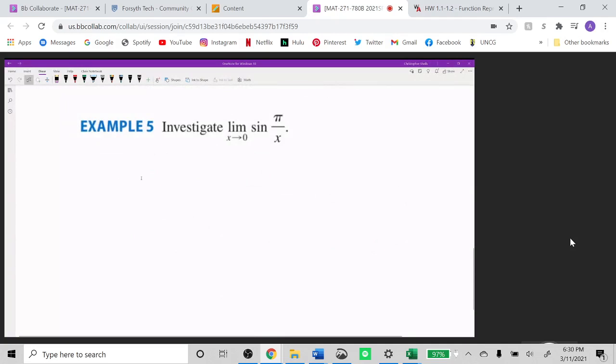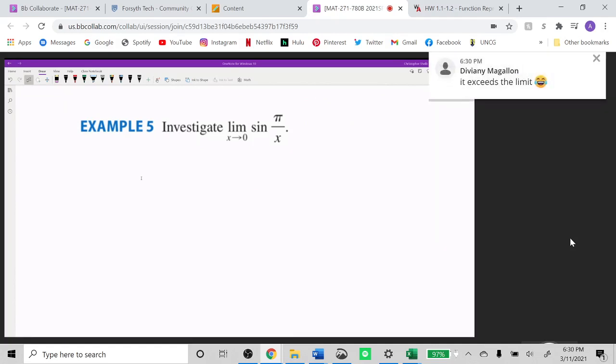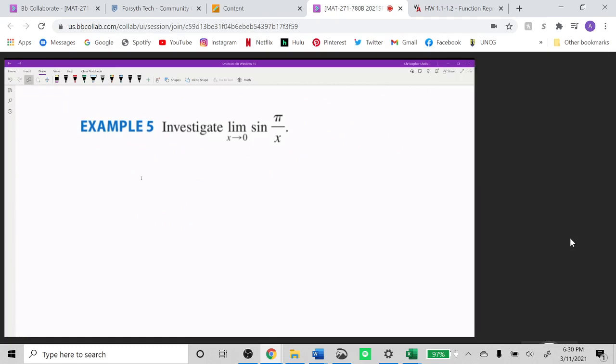Let's investigate the limit of sine of pi over x as x approaches 0. Okay. Well, this is definitely undefined at 0, right? We can definitely make a note of that. This is undefined at 0, because I can't divide by 0, right? Even inside of this trigonometric function, I can't divide by 0.